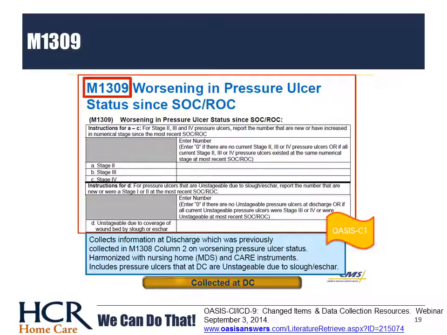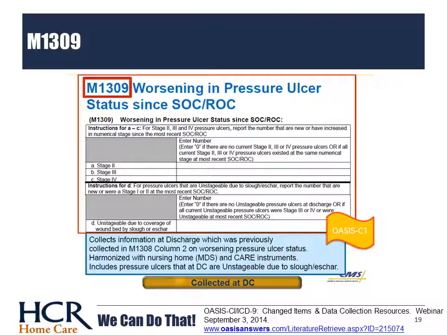Okay. If your pressure ulcer is currently a stage 2, it's always been a stage 2, but now it's infected, by OASIS standards that is not a worsening pressure ulcer. By clinical standards, we would obviously think that that's a worsening pressure ulcer, but by OASIS standards, a worsening pressure ulcer is only a pressure ulcer that has increased in numerical stage.